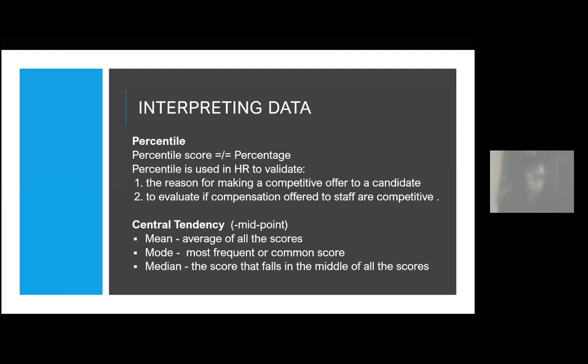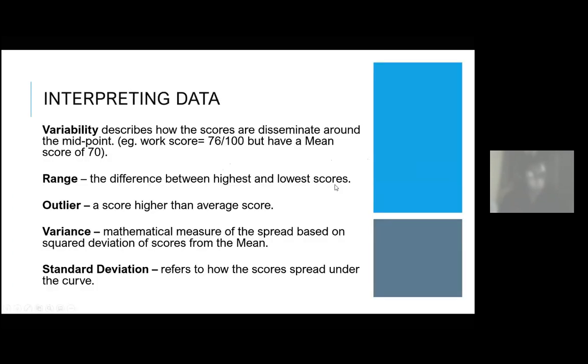Next slide, please. Thank you. So we speak next about variability and what it is. This just describes the scores that are disseminated around the midpoint. So if somebody has a work score of 76 out of 100, but the mean would be a score of 70, the variability just shows you how the scores are calculated around or in relation to the mean.